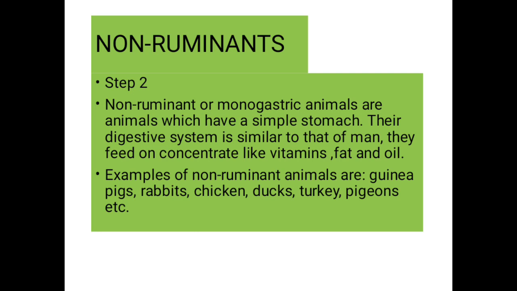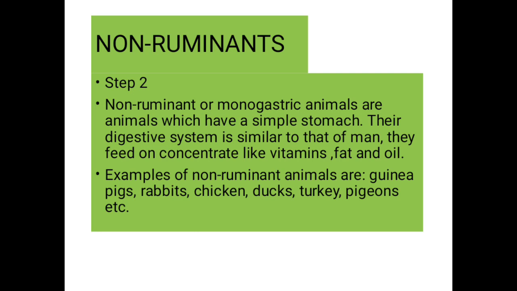They feed on concentrates like vitamins, fat, and oil. Now, name your six classes of food. That's what they can feed on, and they'll be very comfortable with it, and they are able to digest it just the way you digest the food that you eat at home. Examples of these non-ruminant animals are guinea pigs, rabbits, chickens, ducks, turkey, and pigeon, etc.